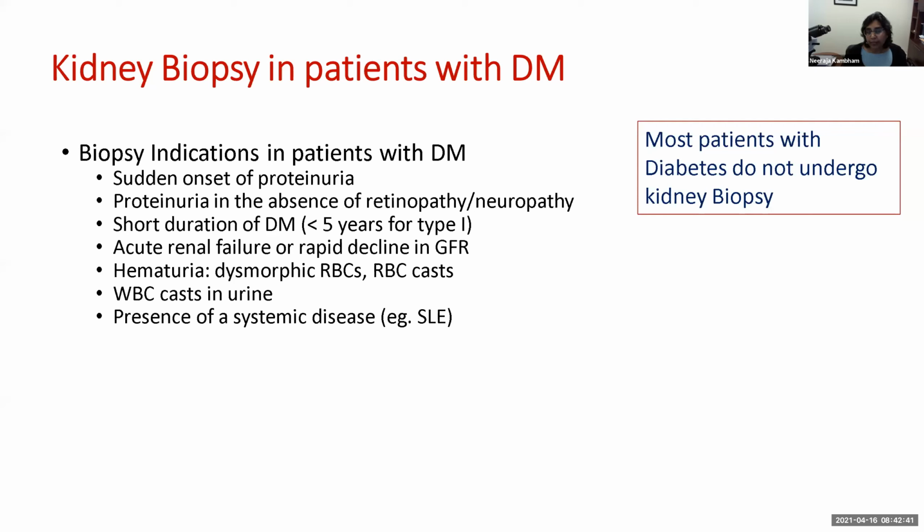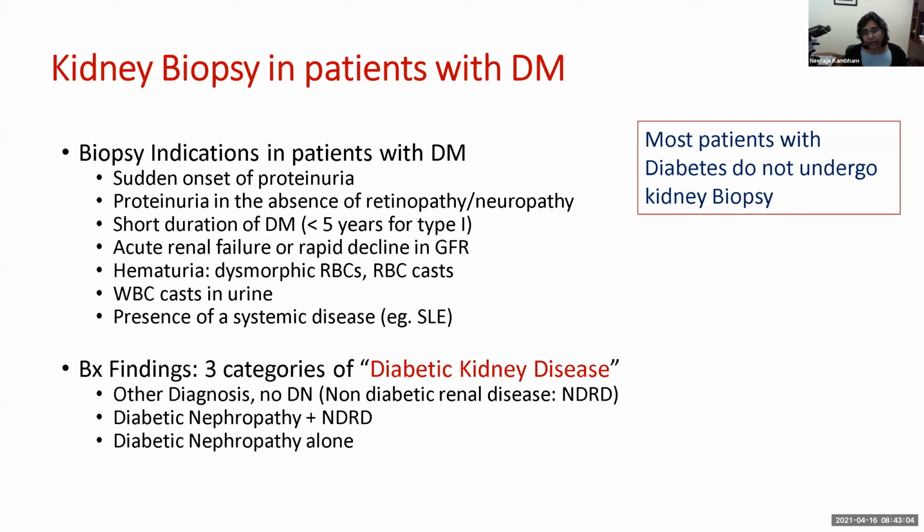And in the presence of blood in the urine, if there are dysmorphic RBCs or RBC casts, or if there are WBC casts in the urine, or if there is any other systemic disease like systemic lupus erythematosus or other diseases that could also have an effect on the kidney, that's when the patients undergo a kidney biopsy.